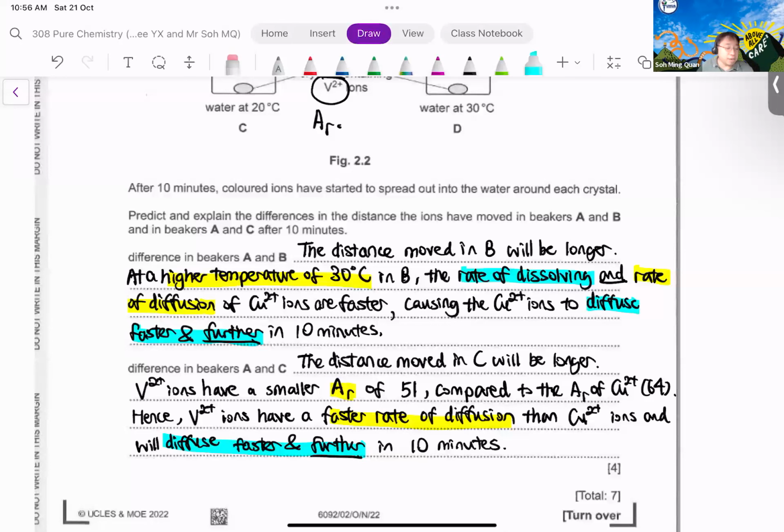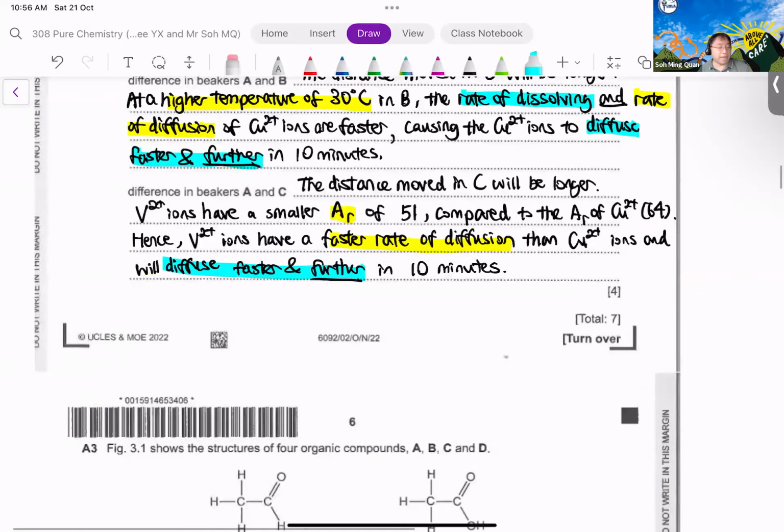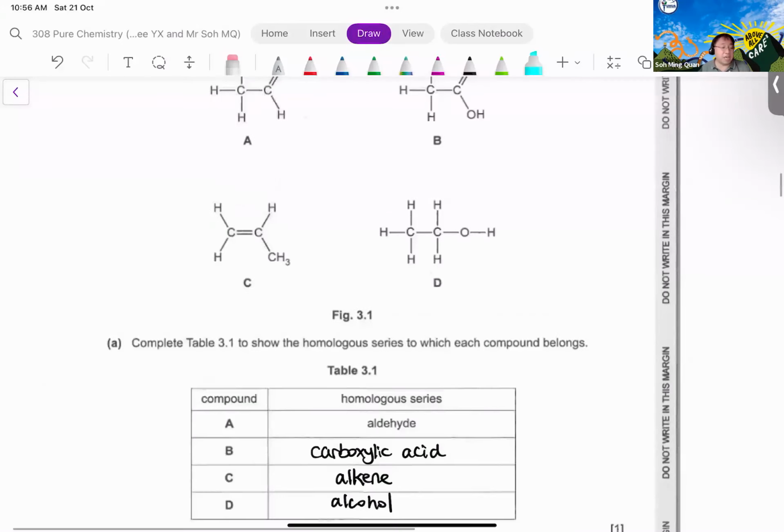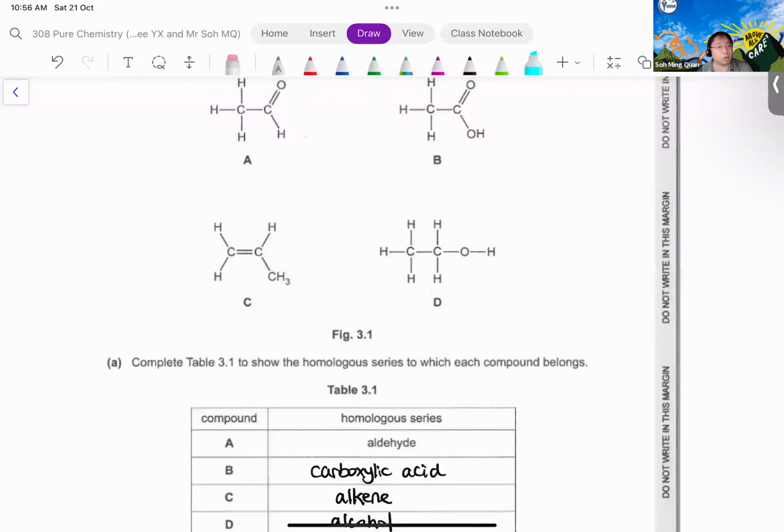Okay, moving on, A3. Now, A3 is about organic chem. And I think it starts out quite easily. Okay, most of you would have gotten these correct. All right, B is a carboxylic acid, it has COOH. C is an alkene because it's a carbon-carbon double bond. That's a functional group of alkenes. Finally, alcohols have the hydroxyl OH functional group.